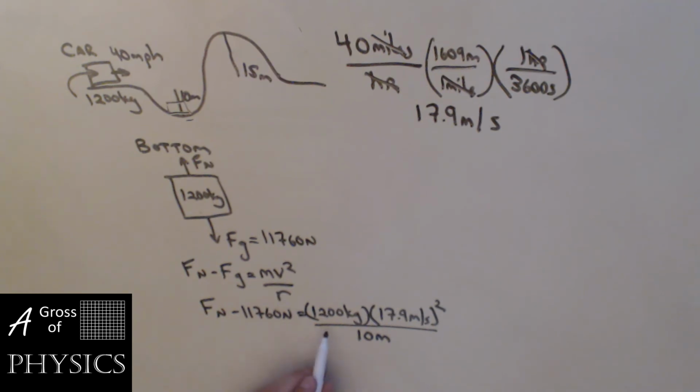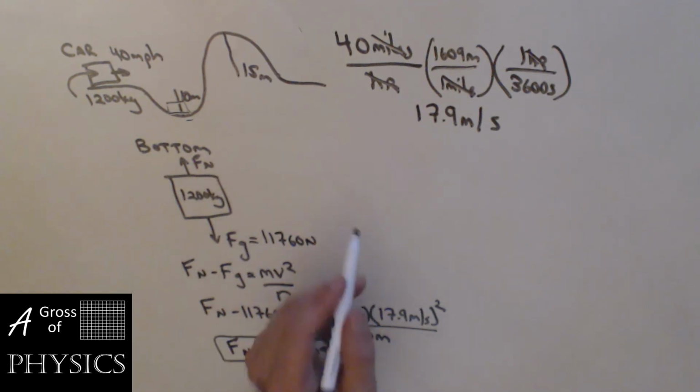So I'm going to take care of this term first. 1,200 times 17.9 squared divided by 10. And that term is going to be added to the 11,760. So plus 11,760, we end up with a normal force of 50,209.2 newtons.